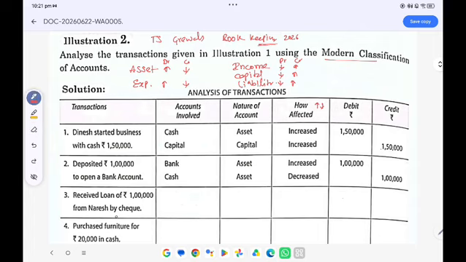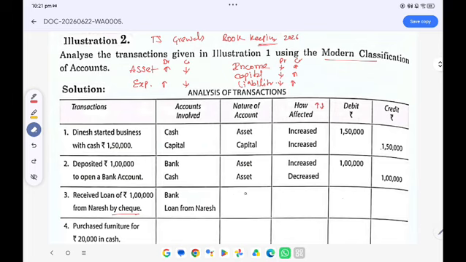So here we have received by check, which means one component must be bank. Received loan of 1 lakh from Naresh by check. The other component is who gave the loan? Naresh. Whenever we have taken a loan from any other party, we should mention their name along with the loan. Why is that? In coming days we will discuss it elaborately in the journal entries chapter. Understand? The other account involved is loan from Naresh. One account is bank, another account is loan from Naresh.